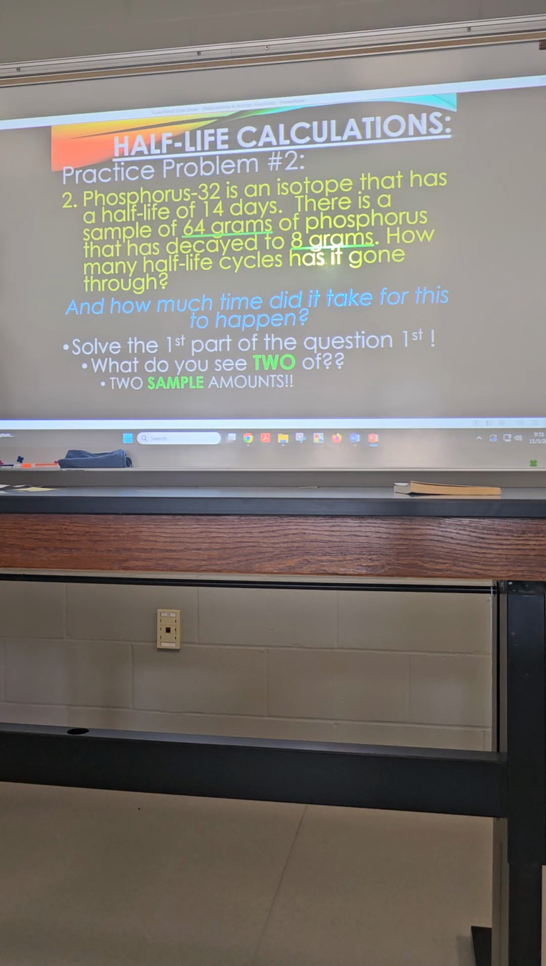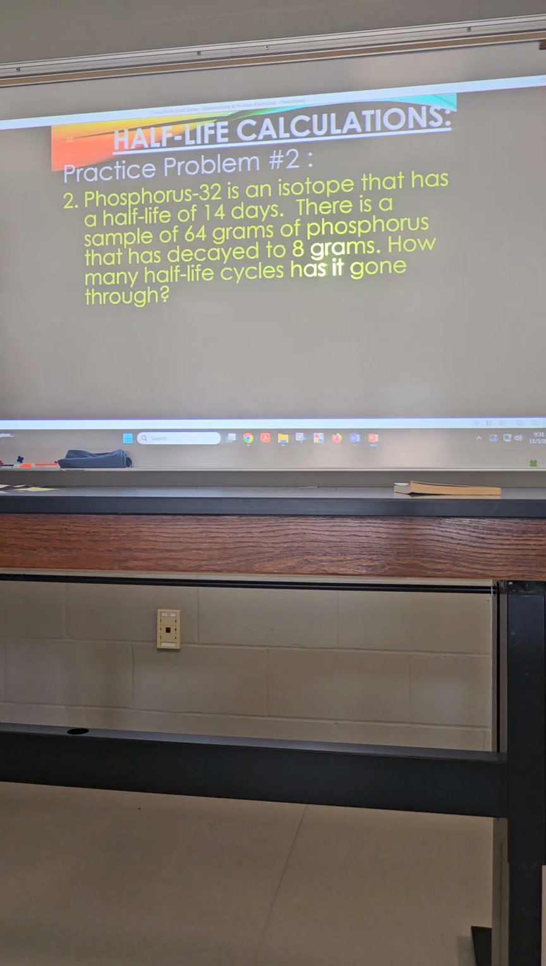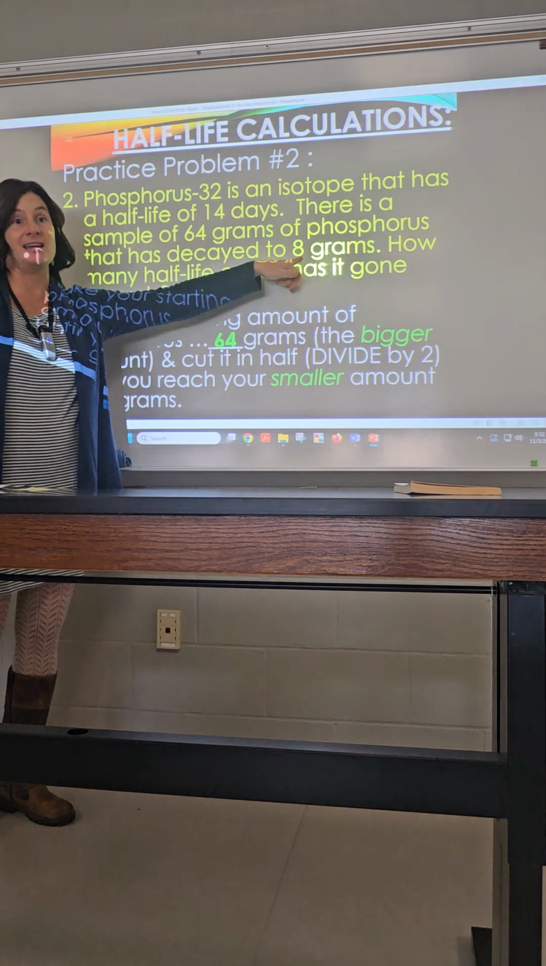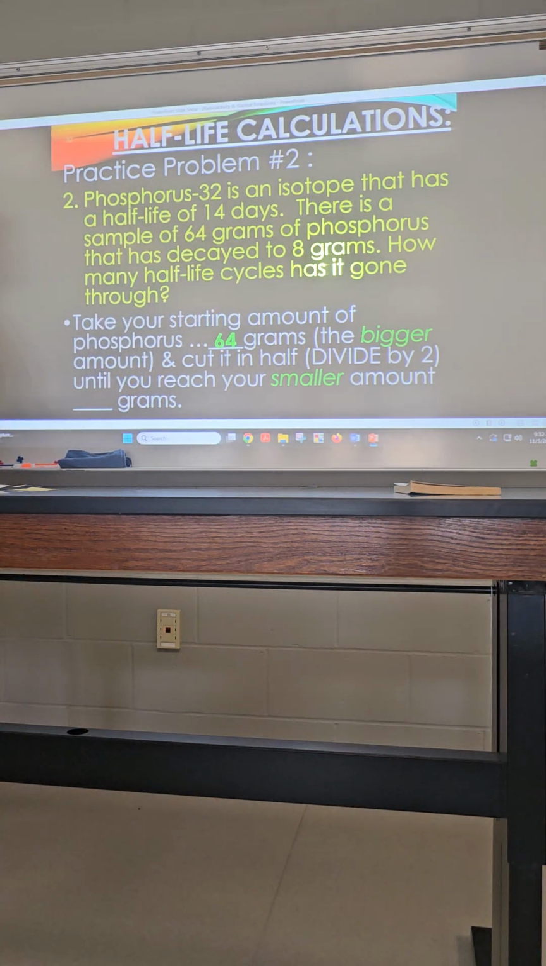All right, so here's how you do a 2 sample problem. It's a little different than the first one we just showed. So, take your starting amount of the phosphorus. So the bigger value. So is that 64, Liam, or is that 8? That's 64. Yep, 64 is the bigger amount. So take the bigger amount, and now we have to cut that in half, or divide by 2, until we reach the smaller amount, which is an answer of 8. So we're going to have to cut 64 in half until we reach an answer of 8.